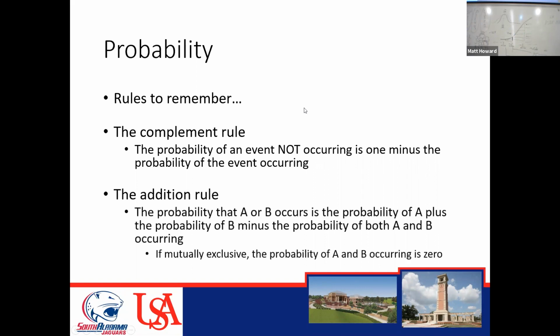The next rule you should know is the addition rule. The addition rule is the probability that A or B occurs is the probability of A plus the probability of B minus the probability of both A and B occurring. So can anyone tell me why we subtract the probability of both A and B occurring here? Yep, because you would otherwise count it twice. So let me erase this.